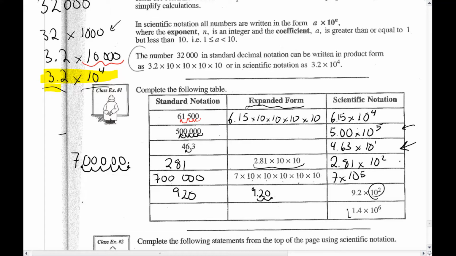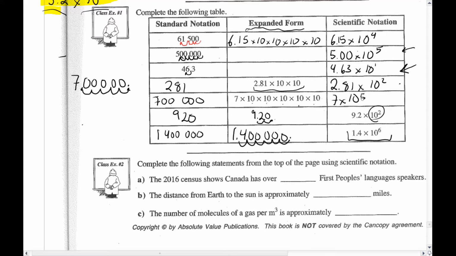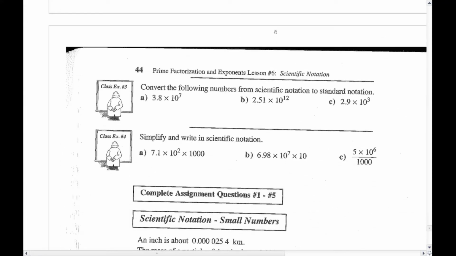So let's take 1.4 times 10 to the 6, and we will put it in standard notation. So 1.4, and now we want to move that decimal 6 times. 1, 2, 3, 4, 5, 6. I'm going to add zeros into all of those little places, and it looks like we have 1,400,000. Perfect. So that's dealing with really large numbers. So we're going to do some examples. I'm going to skip over this and just look at some examples here.